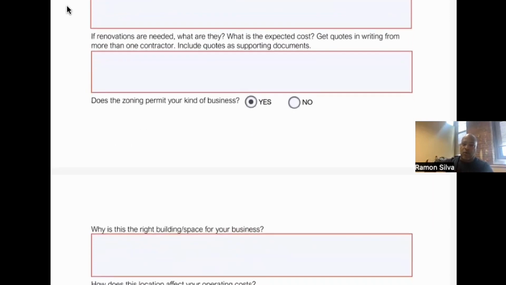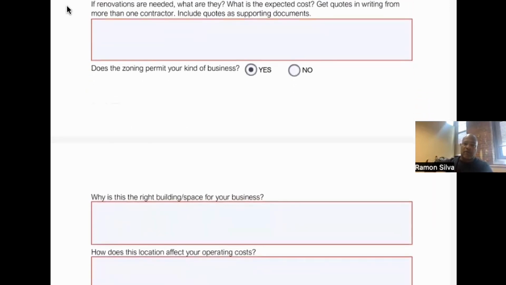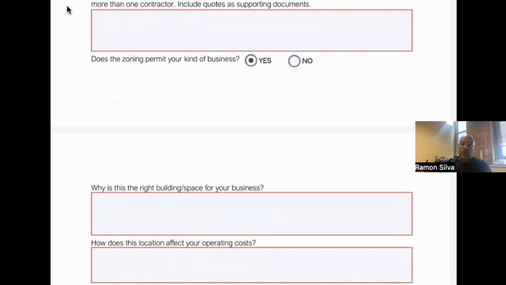Then, is it leased or owned? Are you requiring renovations? If there are renovations required and you're leasing space, are you required to do those renovations, or are they provided by your landlord? Any type of leasehold improvements that you have to make, or even if it's space that you own, are there any type of renovations that you have to make that should be included in your startup cost?